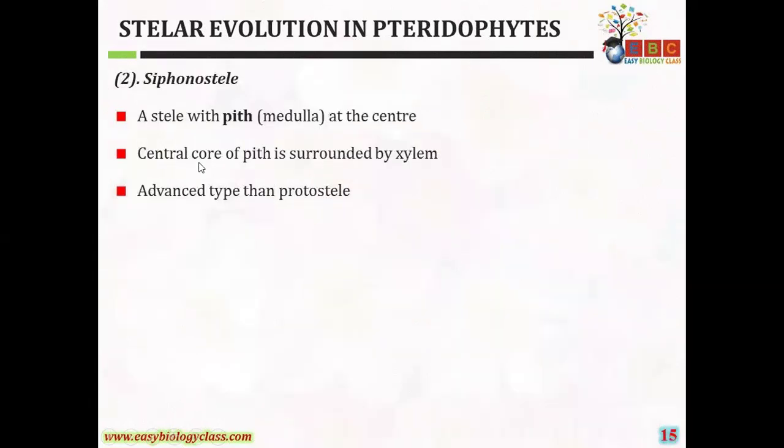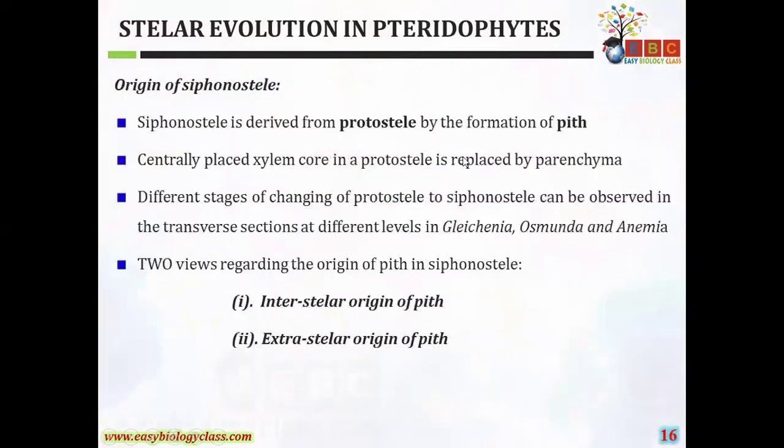The other category we discussed just now is siphonostele. What is this stele? This is a stele with the pith at the center region, and the pith is surrounded by the xylem. Here the siphonostele is the advanced form compared to the protostele. This siphonostele was derived or originated from the protostele by the formation of pith: centrally we can see the xylem core, and it is replaced by parenchyma in the center.